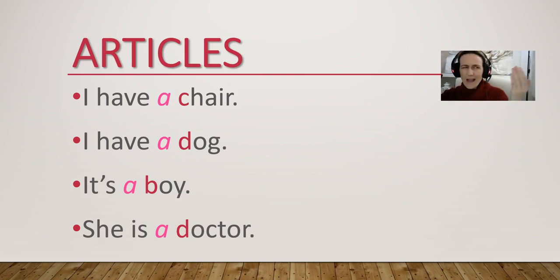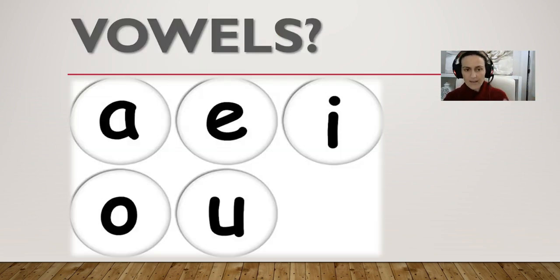Now you say, okay, why are consonants important when we're talking about articles? Because I want you to remember, you use this article here when your noun begins with a consonant. I have a chair. C is a consonant. I have a dog. D is a consonant. It's a boy. B is a consonant. She is a doctor. D is a consonant. So, you use the article a when your noun is singular, just one, and when your noun starts with a consonant. Everybody okay? Very nice.